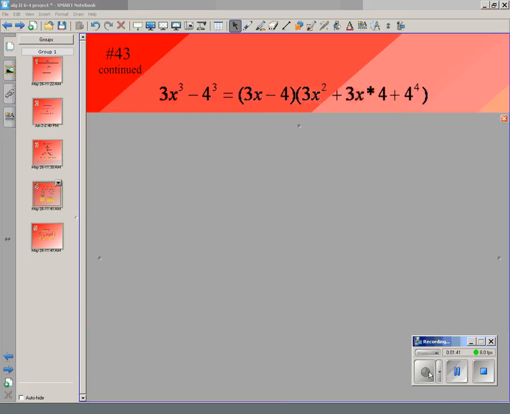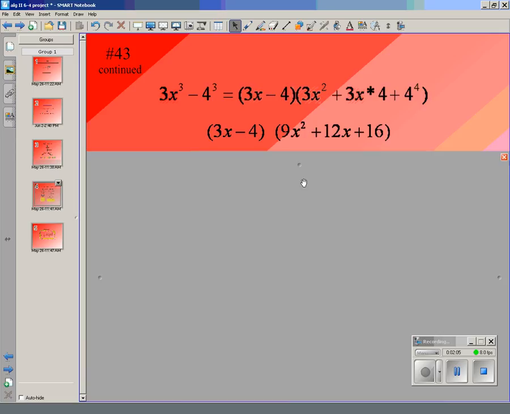Remembering that 3x and 4 are your a and b terms, your new equation is 3x to the third minus 4 to the third equals 3x minus 4 times 3x squared plus 3x times 4 plus 4 squared. Your next step is to split this into two different problems. You will split it into 3x minus 4 and 9x squared plus 12x plus 16.